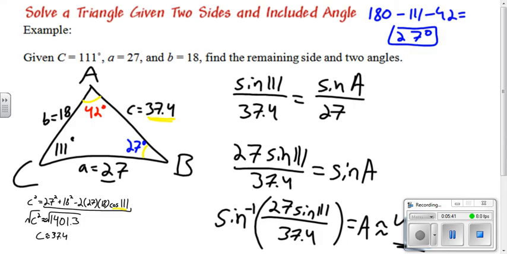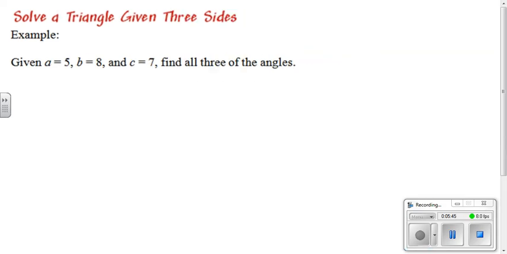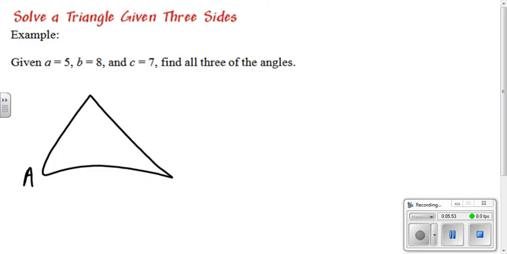So we have our entire triangle solved for. Let's try a situation where we have our entire triangle, again, A, B, C, and only the sides are given. Little a equals 5, little b equals 8, again, not drawn to scale. Little c equals 7.